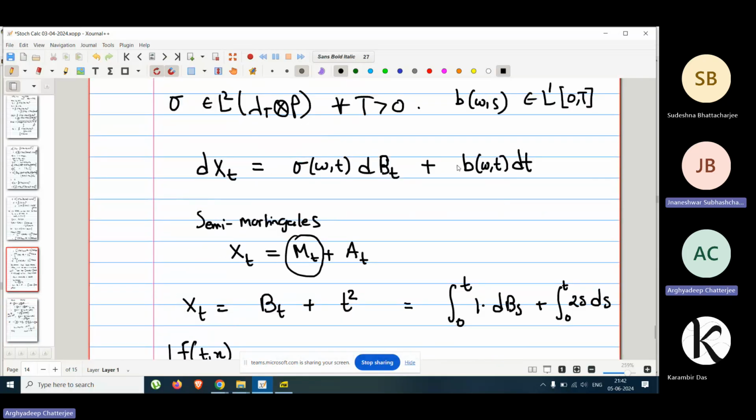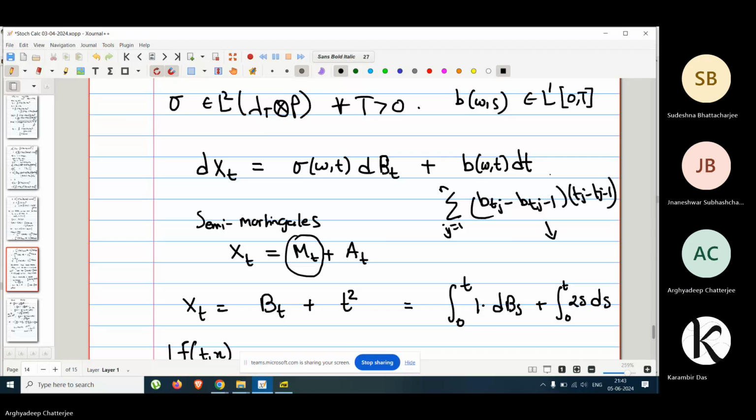Where is the bt term? This one is the finite variation process. So you will have to compute this term: the summation j equals 1 to n of btj minus btj minus 1 into tj minus tj minus 1, and then you have to take the limit. So you'll probably get dbt somewhere. I'm guessing this is where you get that.